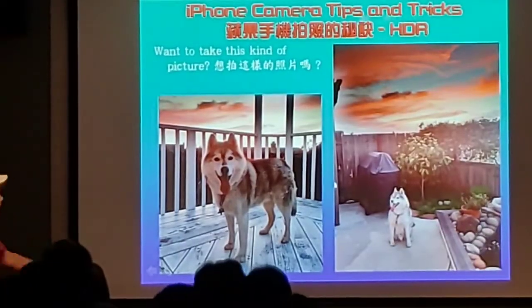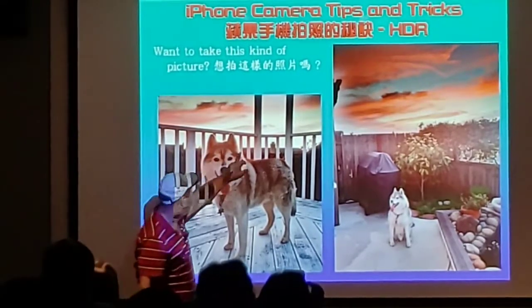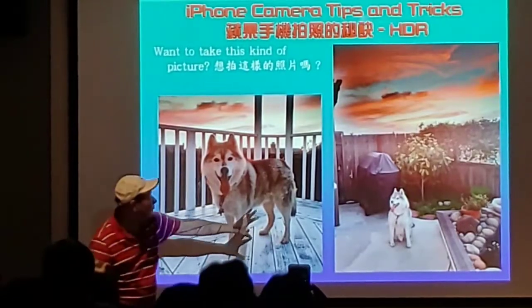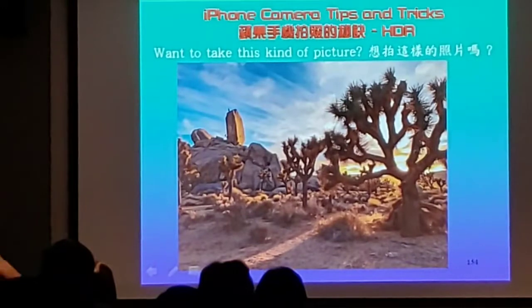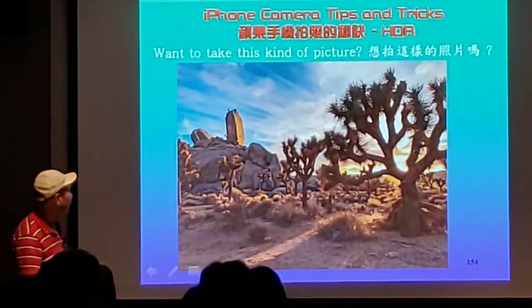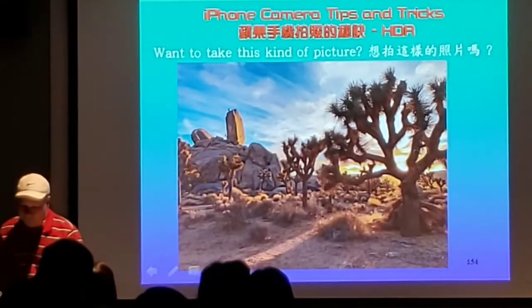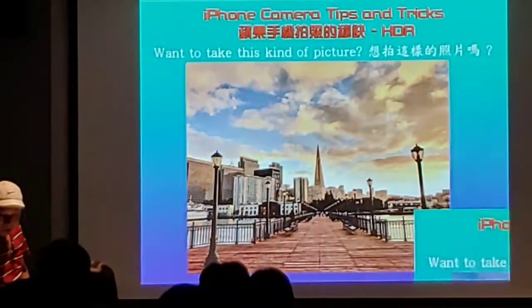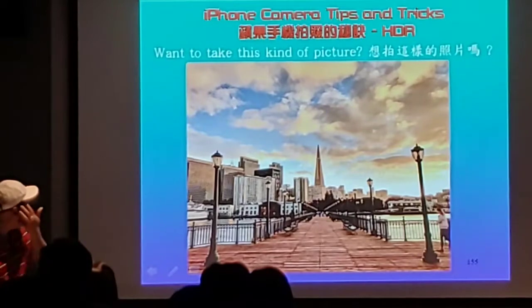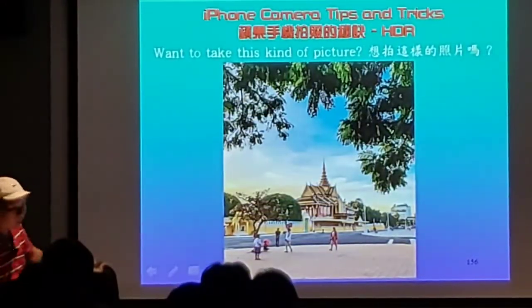Picture like this, that's my dog. See, you see all the lines, and it's very clear. This is Joshua Tree, sunset. Even you can see the people traveling around. So for all these kinds of pictures, see this, San Francisco, Cambodia.